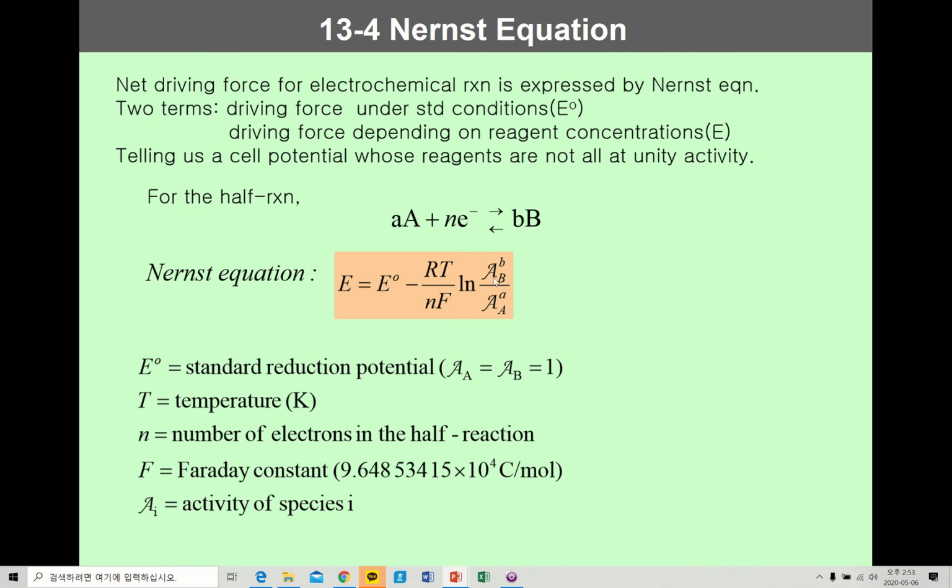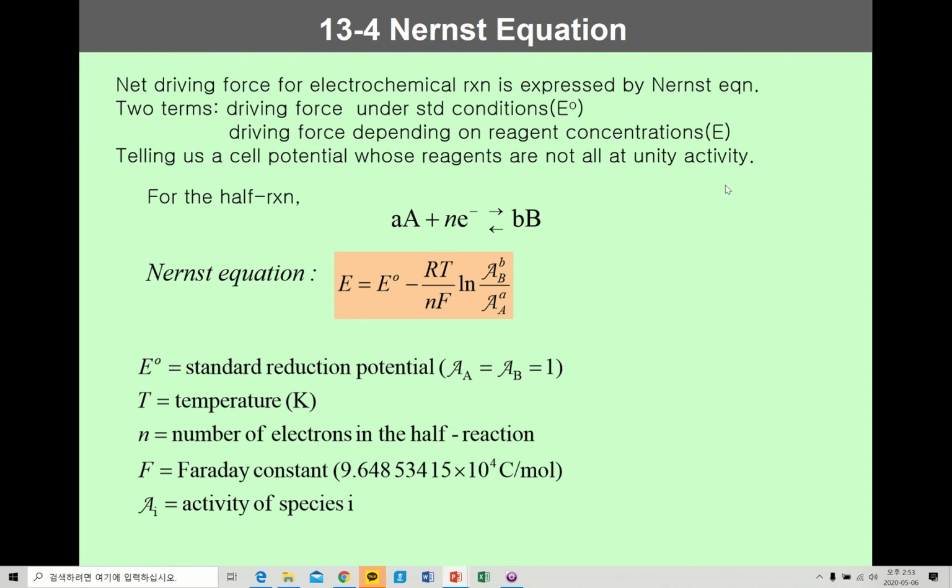Actually, this Nernst equation is very rigorously derived from thermodynamics. As you saw, electrochemistry and thermodynamics are very closely related. For example, delta G equals minus nFE, right? And let's see, there are two terms: the driving force under standard conditions, which indicates the potential is E0, and another term, the driving force depending on reagent concentrations.